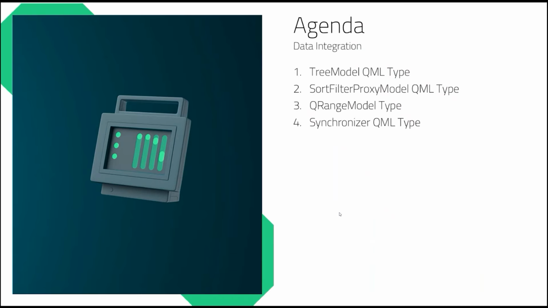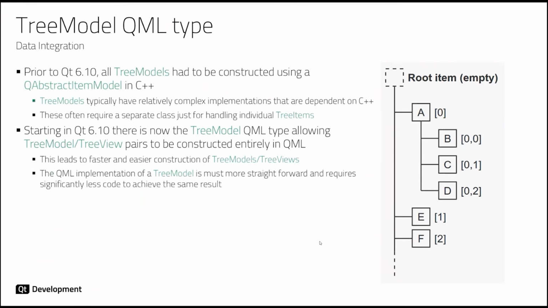So again, we've got a little bit of an agenda here for this section. We're going to be talking about the new tree model QML type, the sort filter proxy model QML type, the QRange model type, and then finally the Synchronizer QML type. So let's jump into the tree model.